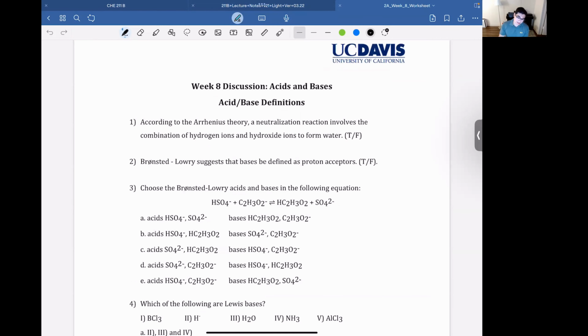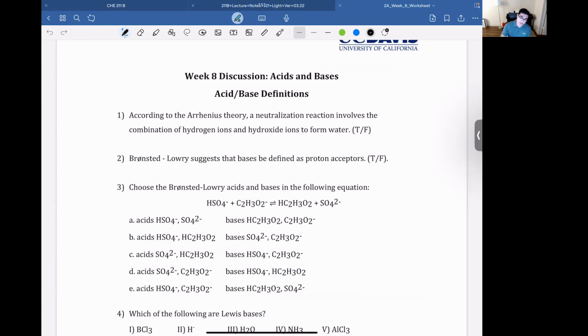Number 1 says, according to Arrhenius theory, a neutralization reaction occurs with the combination of hydrogen ions and hydroxide ions to form water. This is true. The Arrhenius definition requires that you have an H plus and an OH minus, and they combine together to form water.